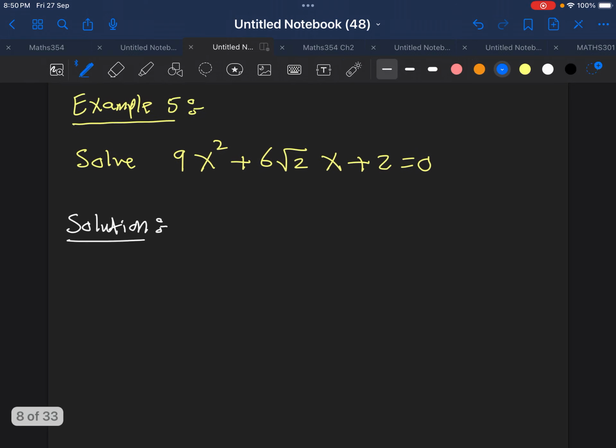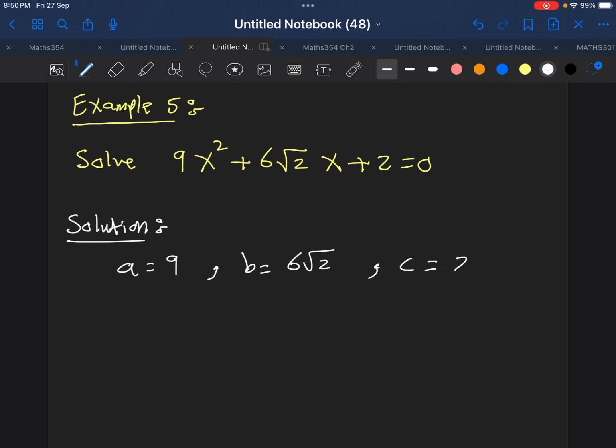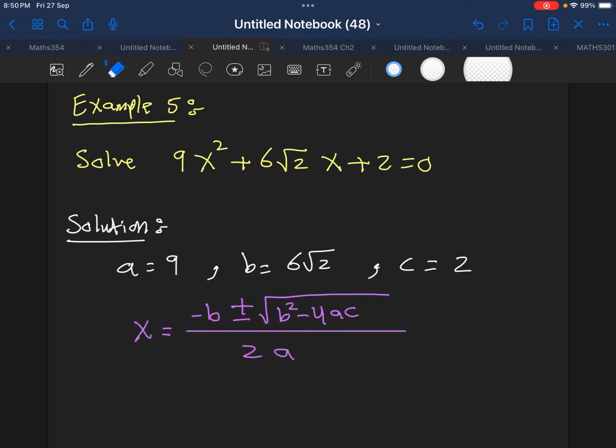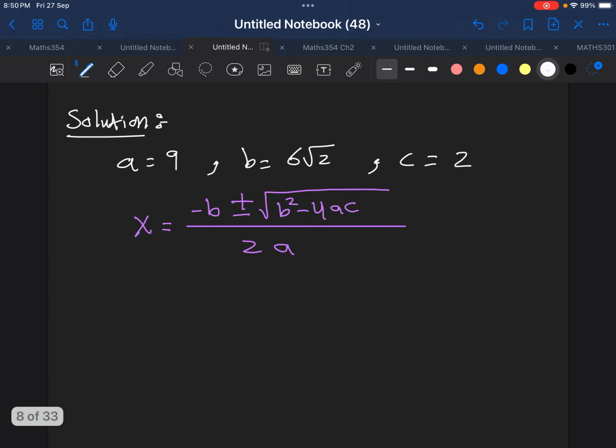Again, in example number 5, we need to solve this quadratic equation using the formula. So you need to identify for me what is a. A is the number in front of x squared. What is b? It is the number in front of x. And what is c? It is the number alone. Now, what's the quadratic formula? This is the quadratic formula. So we just use it.